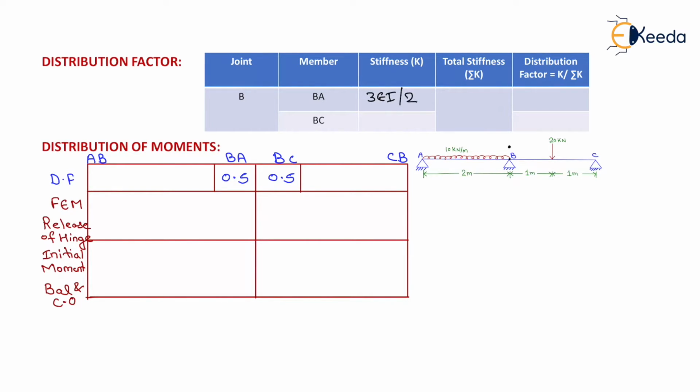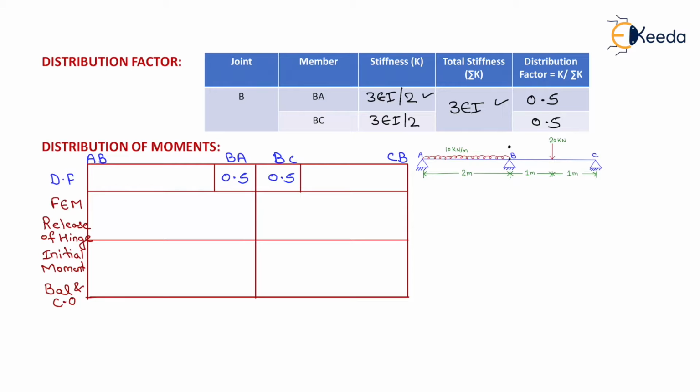L value is 2. Similarly, when we stand on B and look at support C, it is a hinge support. So whenever the far end is hinged, the stiffness of that beam becomes 3 EI by L, so it will be equal to 3 EI by 2. On adding both these values, we get the total stiffness as 3 EI. Now for finding the distribution factor, we divide the stiffness of a particular member by the total stiffness. On doing so, we get the distribution factor as 0.5 for span BA as well as 0.5 for span BC.